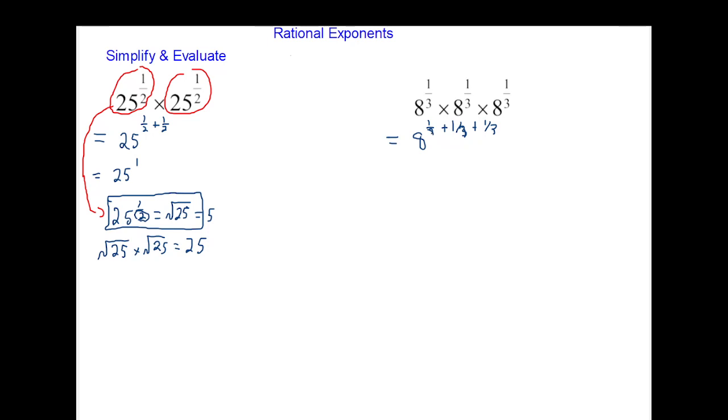So now we have these three fractions that we need to add together. They already have a common denominator. 1/3 plus 1/3 plus 1/3 just gives us 1 whole. So this is equal to 8 to the 1.